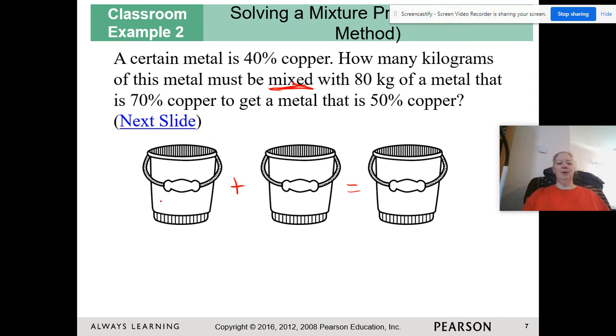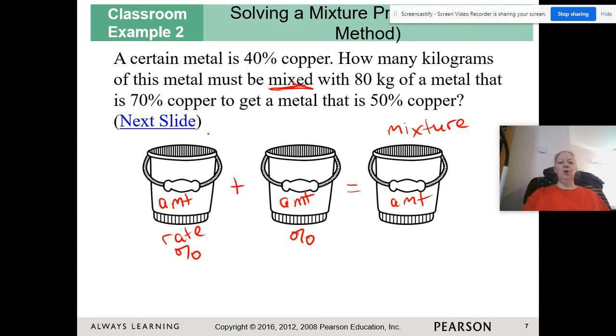So inside the bucket goes the amount, and outside the bucket goes the rate, the percent. Usually it's a percent. It doesn't have to be a percent, but it's some sort of rate. So it could be a per pound or it could be a percent, but it's going to be some sort of rate. Inside is an amount, and outside is going to be the percent. Now this last bucket is your mixture.